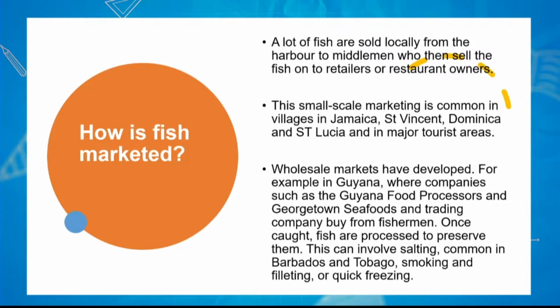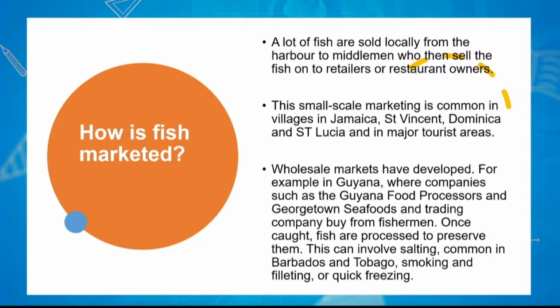Now, how is fish marketed? Now, a lot of fish is sold locally. Some of the fish is sold to middlemen, and these middlemen take it to retailers like supermarkets and restaurants. Some fish is sold at local level in fishing villages. You can go directly to a fishing village like Old Harbour Bay, or even if you're in Kingston, you can go directly to Rae Town and you can buy fish at the seaside. Many local villages sell it.